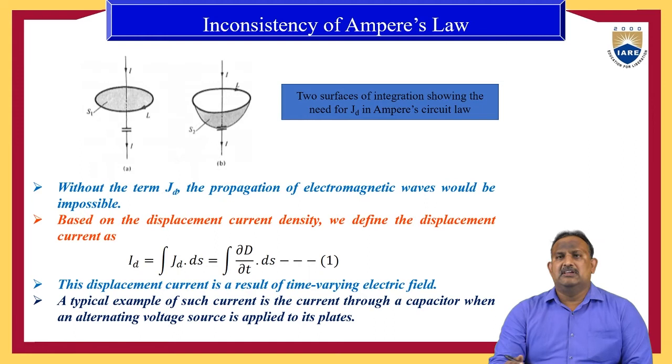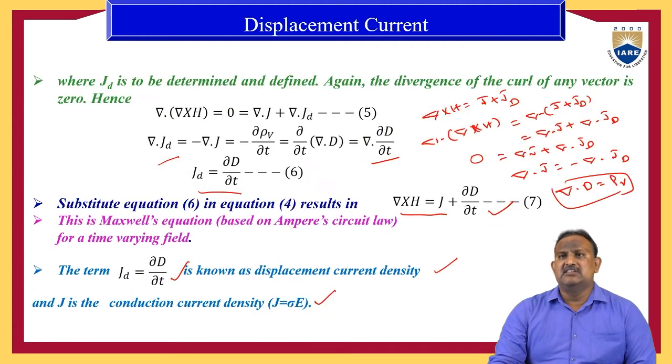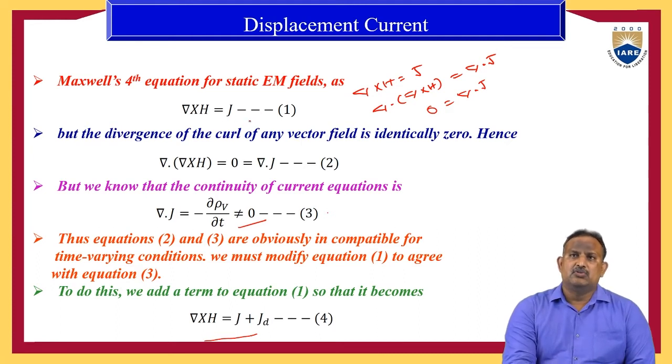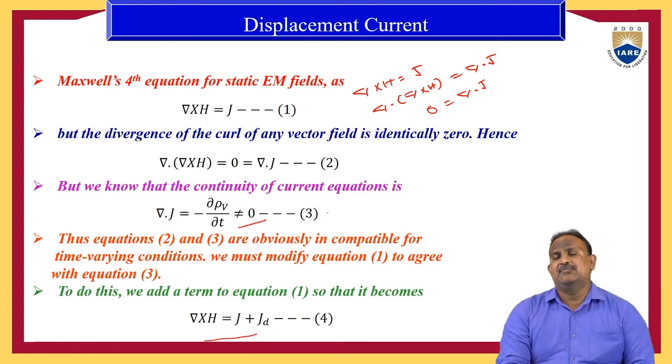So here, from this again, we can write what the inconsistency of Ampere's law is. The inconsistency means, we have the equation del cross H equal to J. If you apply divergence on both sides, the equation becomes 0. This is known as the inconsistency of Ampere's law.